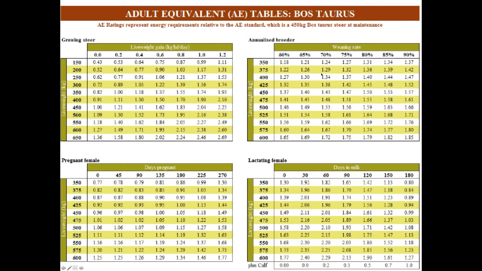The weaning rate across the mob, this will give the average annual AE rating for all of those in that mob, productive and non-productive animals. Pregnant females, weight again, days pregnant, so conception through to end of pregnancy, then from birth through to 180 days of lactation. There's one of those tables for each of the breed types we looked at previously.